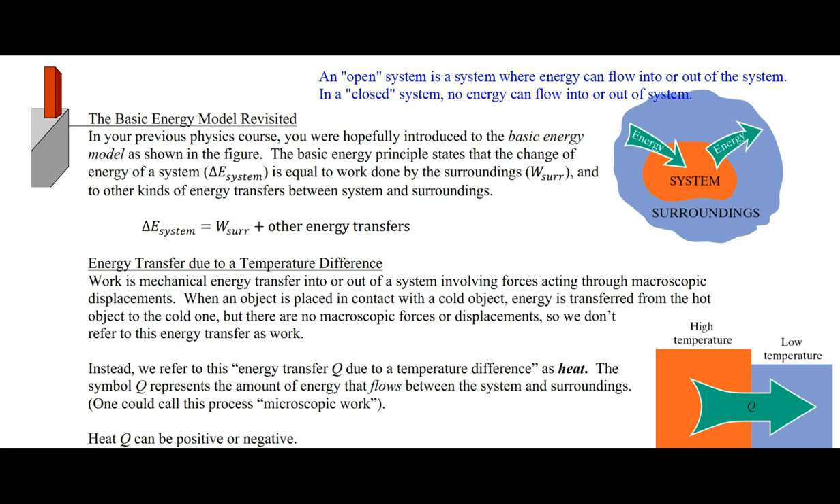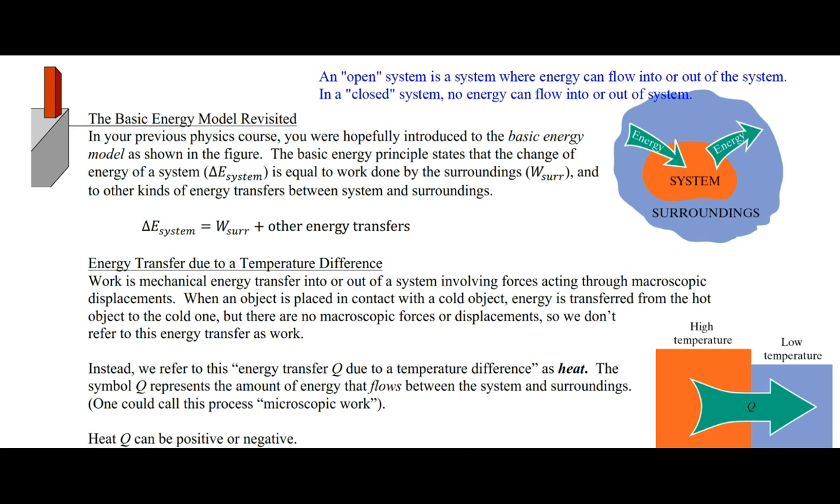We see that the basic energy principle, which is listed right over here, states that any change within the energy of the system is equal to the work done by the surroundings on it, and then all the other energy transfers that could occur. And not all those energy transfers that could occur would be kinetic or potential, and the other one that they haven't mentioned is the microscopic internal energy. We'll get into that in a second.